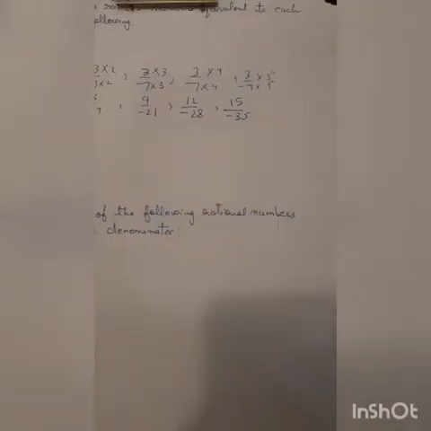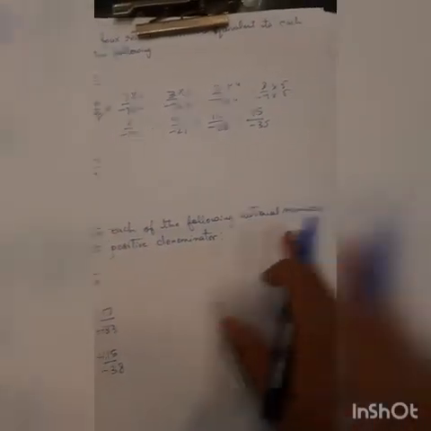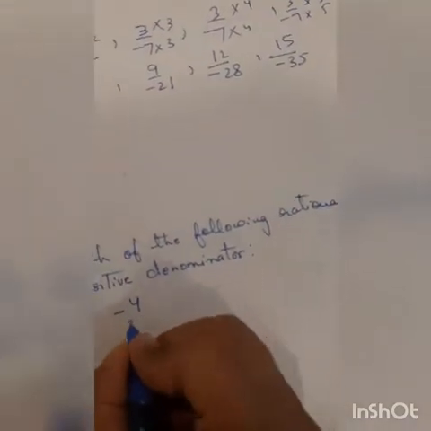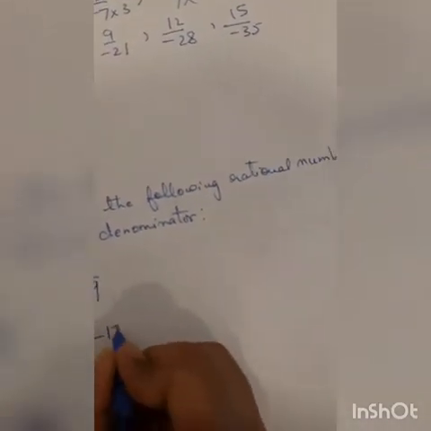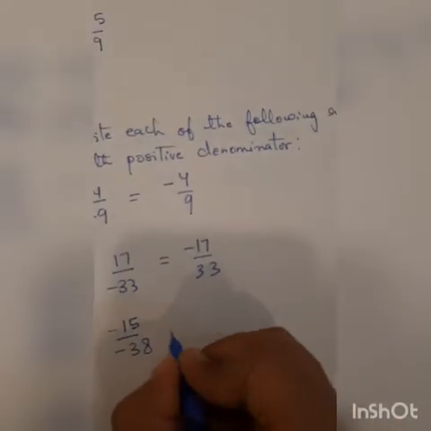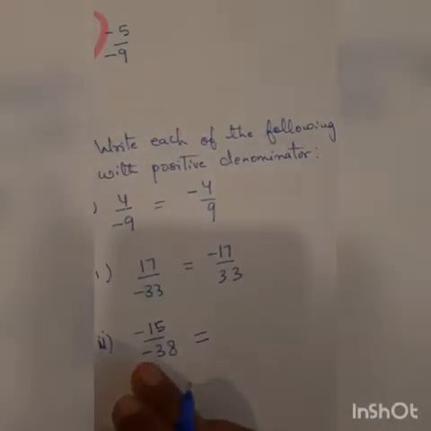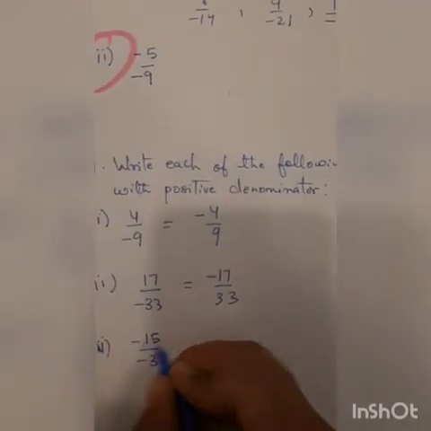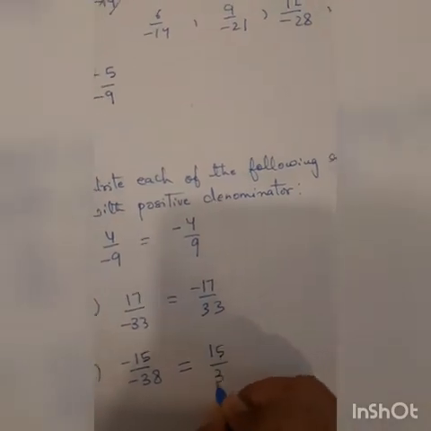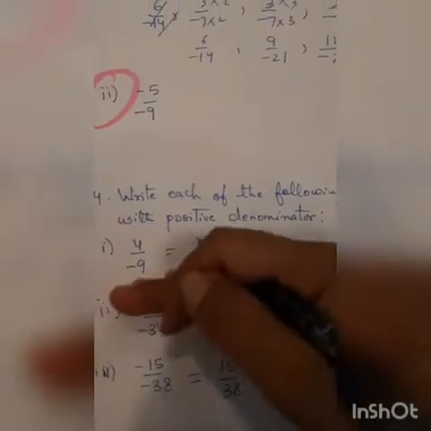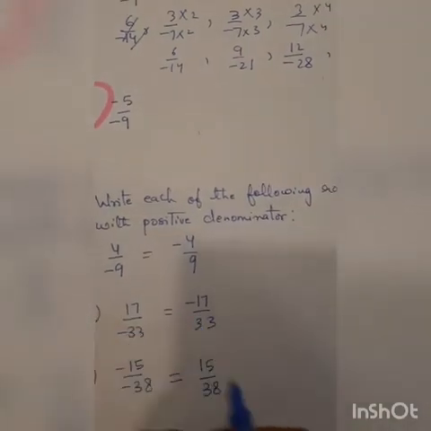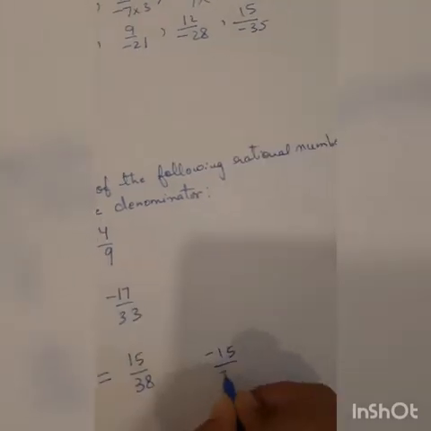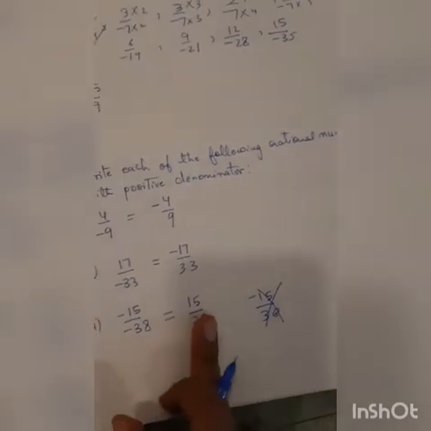Let's do question number 4. Write each of the following rational numbers with positive denominator. So students, just shift the minus sign up. You will get this as the answer, because here, students, positive denominator doesn't mean you just have to remove the minus sign from the denominator. You can cancel a minus with minus. It means 15 upon 38. Here I have shifted the minus sign. Here I have just cancelled. You cannot just take the minus away from the 38 and write minus 15 upon 38. This is wrong, because it won't be equal to this then.